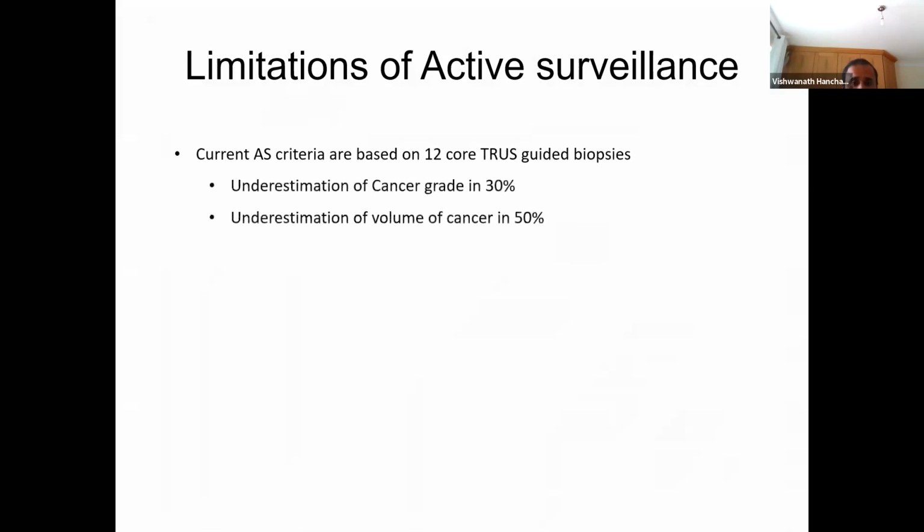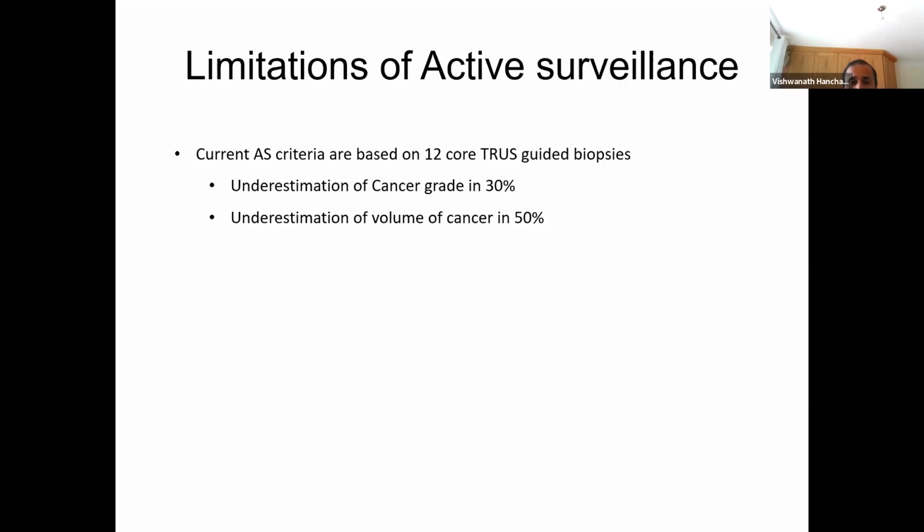There are some limitations of active surveillance. As we know, the current active surveillance protocols, unfortunately, are all based on 12-core trust-guided prostate biopsies. And now we are in an era where we are trying to do more targeted biopsies, anterior biopsies, so we may not be able to directly use all those criteria which have been based on 12-core biopsies.